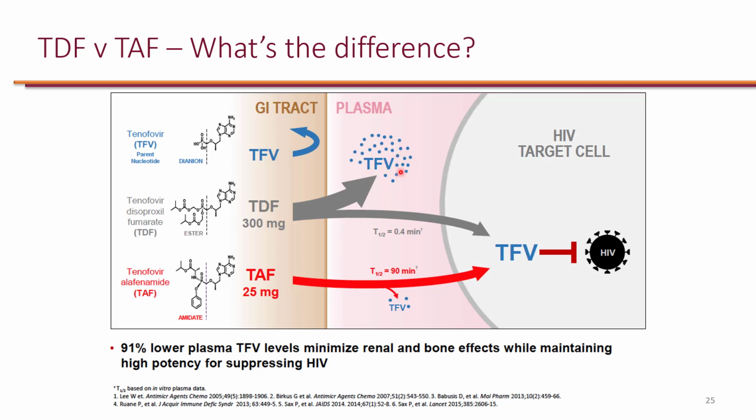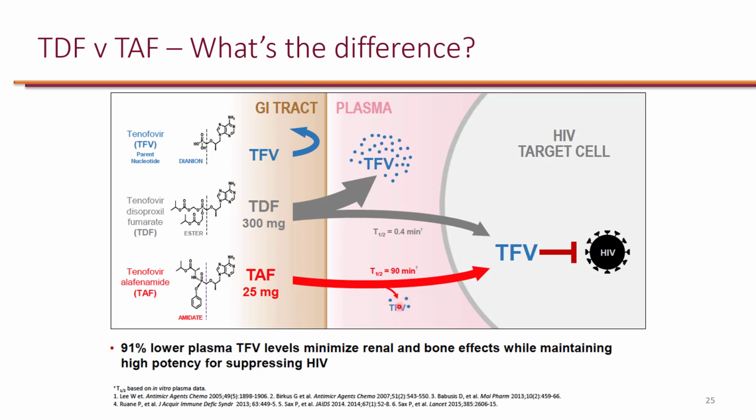So we came up with TAF, which is a different salt form. So it actually absorbs. So when you take this orally in the GI tract, it gets absorbed. Now, the majority of this goes into the target cell, so you get the same amount in the CD4 where you actually need it, and then a tiny portion of it stays in the blood where it's gonna go to the kidneys and it's gonna go to the bones and it's gonna cause some toxicity.